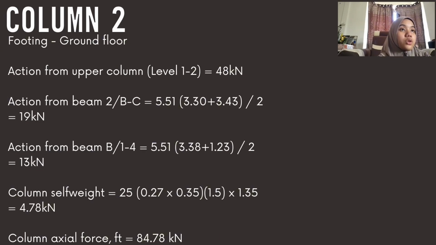Next is footing to ground floor. Action from upper column, we got 48 kN. Action from beam 2BC, 19 kN. Action from beam B14, 13 kN. And column self-weight that we got is 4.78. And lastly, column axial force for footing, we got 84.78.